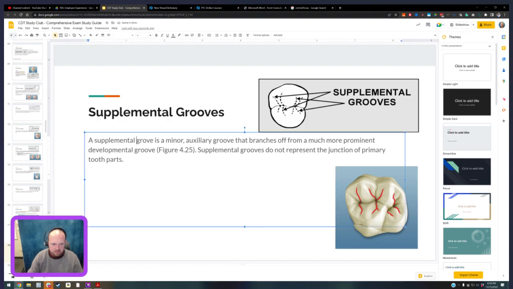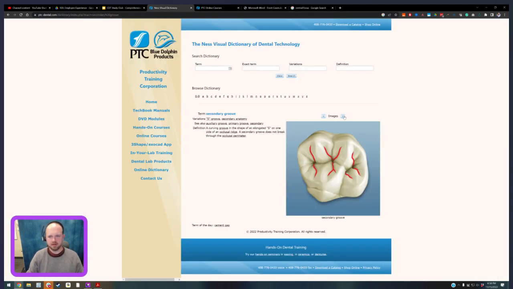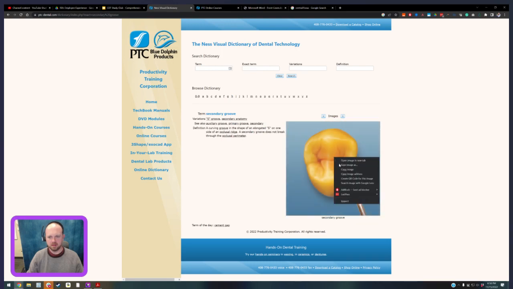Secondary groove. A supplemental, and we're just going to add this in. Secondary groove is a minor auxiliary. All right. Just make that clarification there. See if we got any other good ones. Okay.